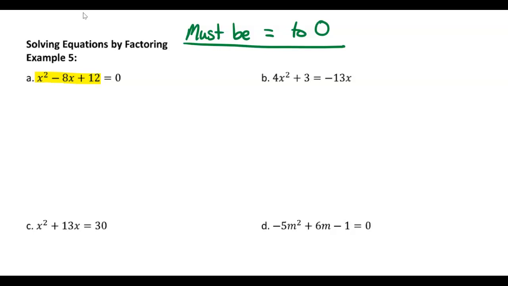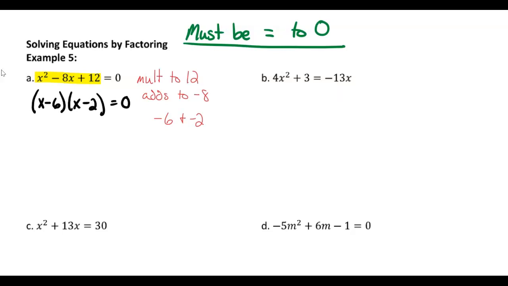I see that it's a trinomial, so there's 3 terms. And so that's where I do what multiplies to AC, so it multiplies to 12, and adds to B, which is -8. And so what multiplies to 12 and adds to -8 is -6 and -2. Because this begins with just x squared, it's what I would consider the easier kind of factoring. You don't have to do the box. You can go straight to (x - 6)(x - 2) = 0.